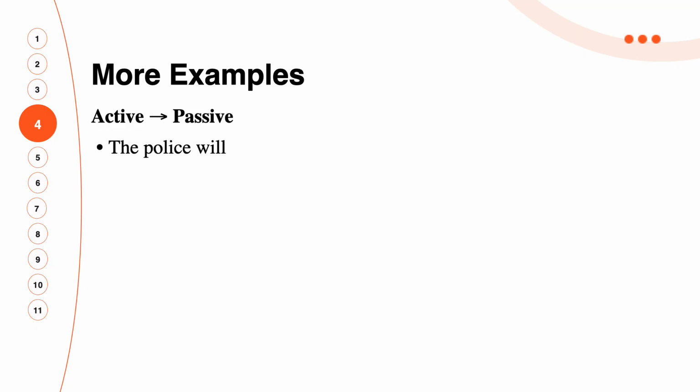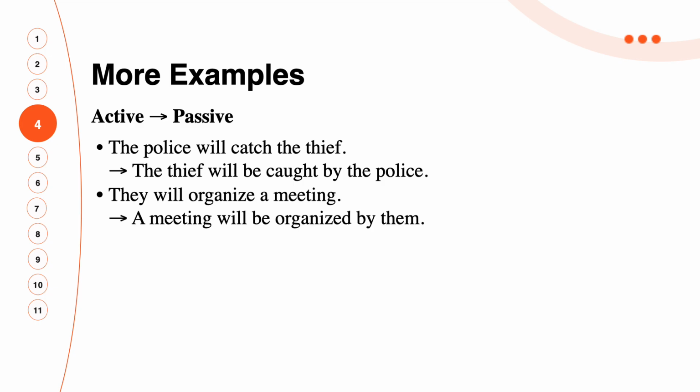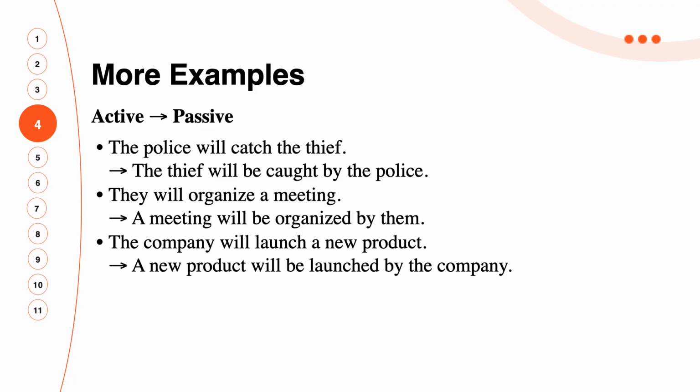Active into passive: the police will catch the thief, which will turn into the thief will be caught by the police. Second is they will organize a meeting, and in the passive voice it's a meeting will be organized by them. And in the third one, it's the company will launch a new product. In passive voice, it's a new product will be launched by the company.